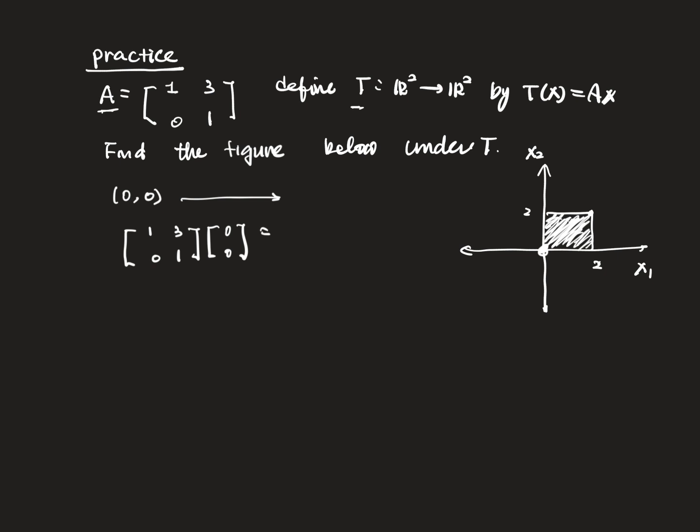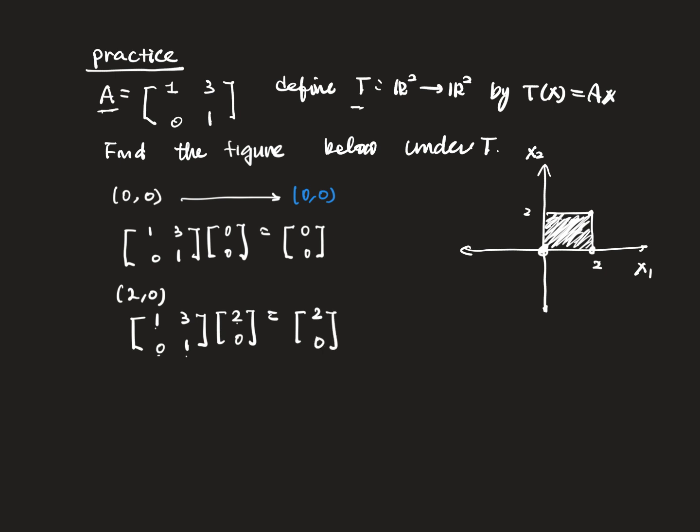You're going to do the product of the matrix and the vector. That's going to be 0 and 0. So this is going to be 0 and 0, right? So the second point is, you see this one is 2, 0. So let's do this matrix transformation. So 1 times 2, and 3 times 0. 0 times 2 is 0, 1 times 0 is 0. That's the second point. So this one is going to be 2, 0.